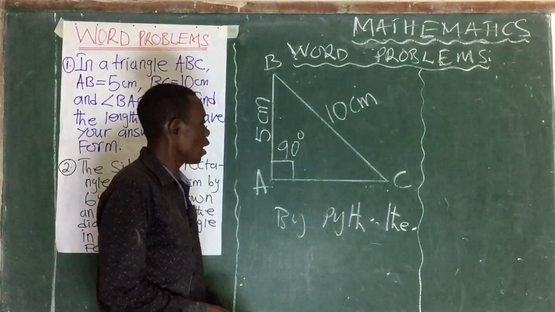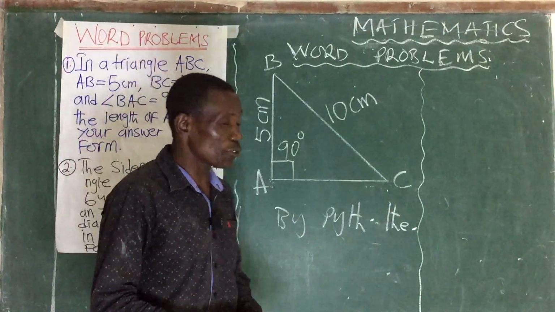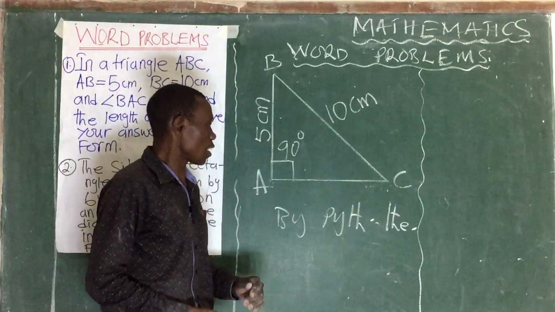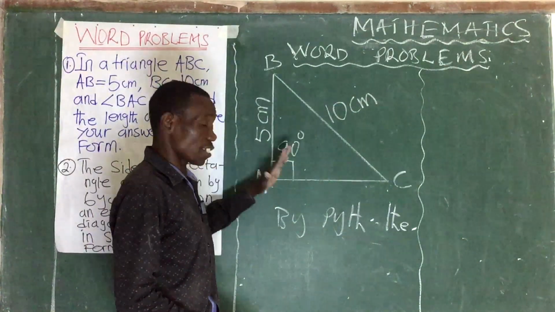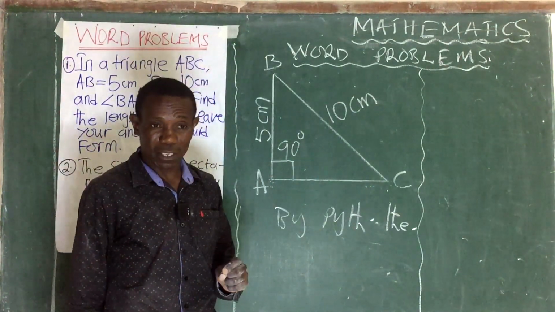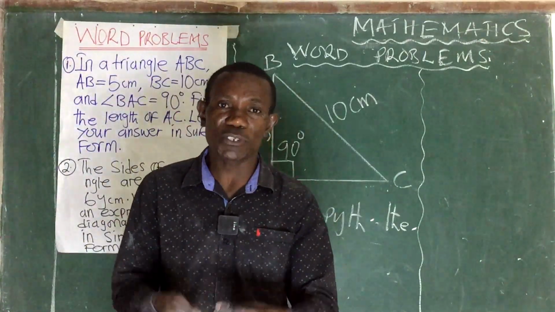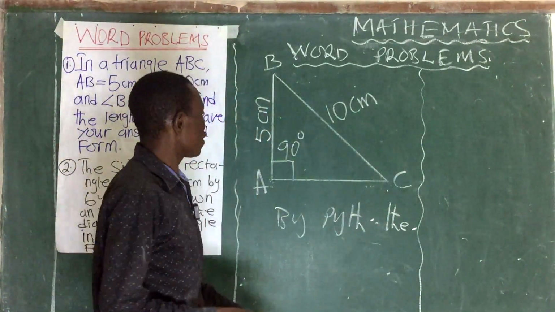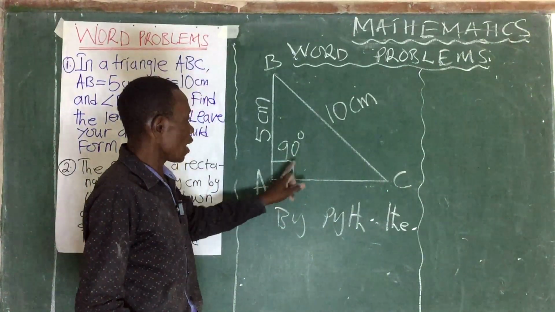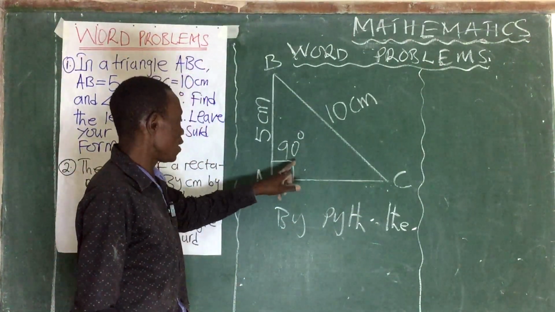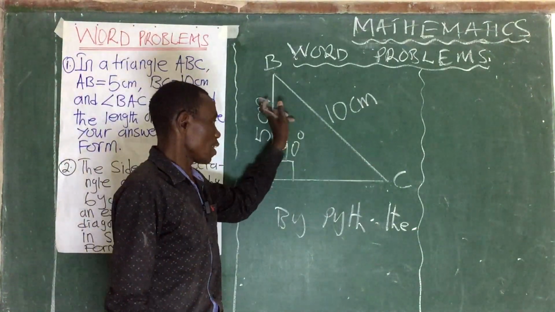Right. So just to remind you a bit about the Pythagoras theorem, it is that statement that says if you compare the three sides of the triangle, one side is the longest, and that side is known as the hypotenuse. You can know the hypotenuse by what? It's the side that is always facing the right angle. Like in this case, side BC is opposite to 90 degrees. This will always be the longest side.